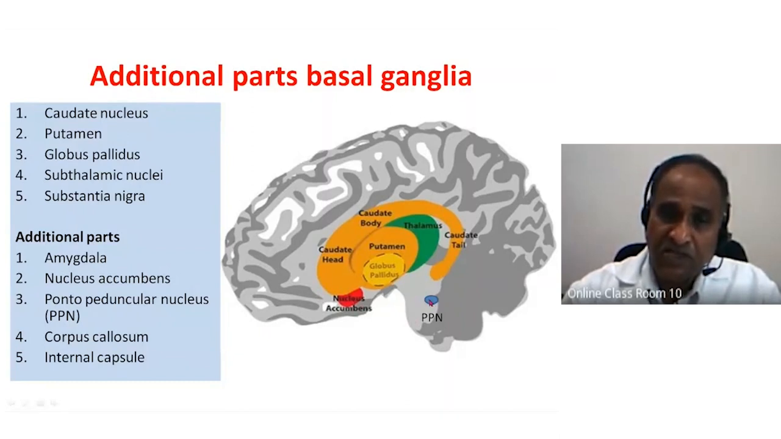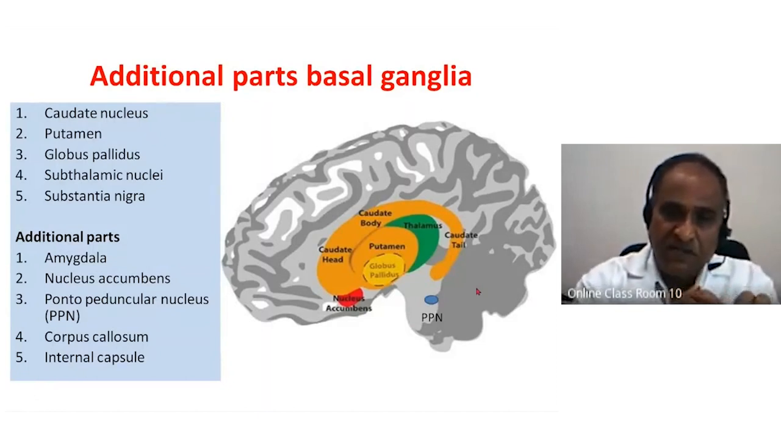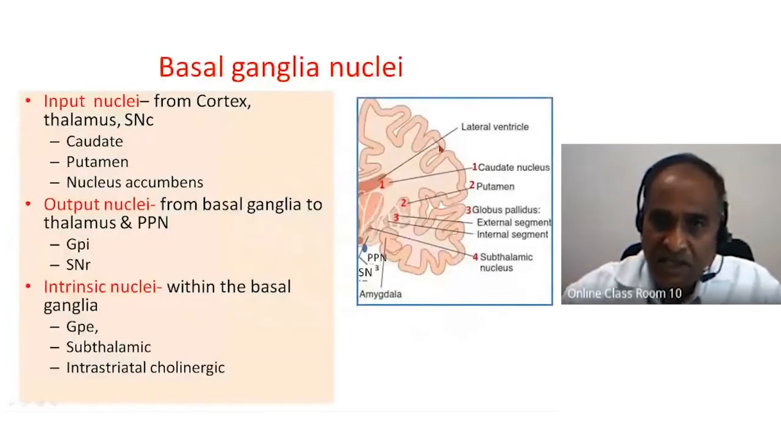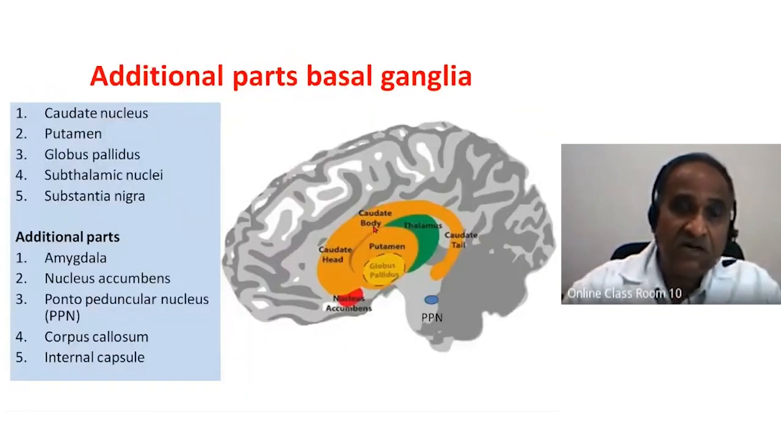And even the corpus callosum, the connections between the two hemispheres, and a part of the internal capsule. If you are looking at the structures here, this is the internal capsule there, and this part of the internal capsule also has fibers performing the basal ganglia functions. Okay, so now I have added five additional parts.